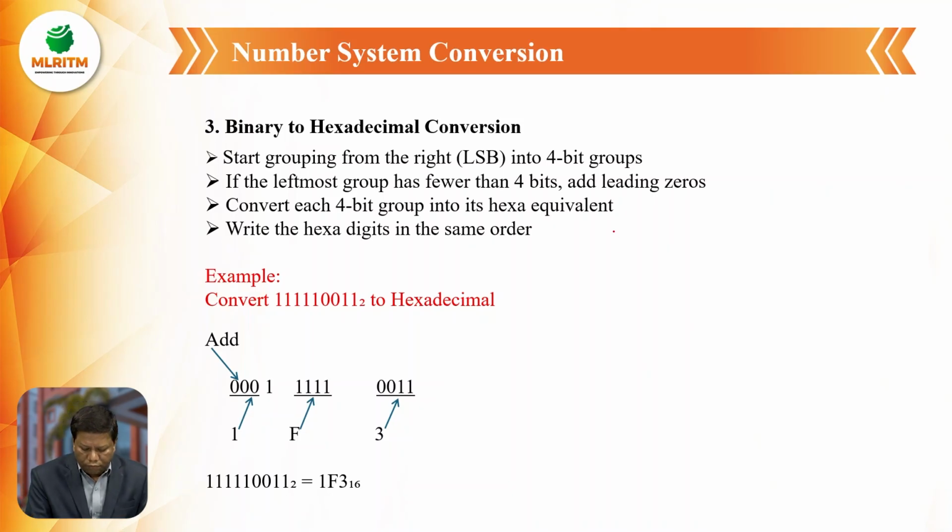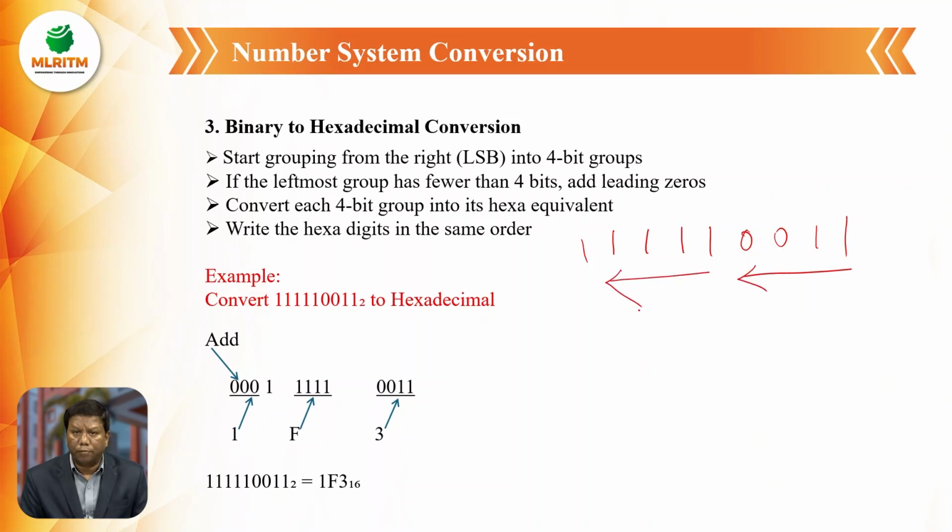First, 1 1 1 1 1 0 0 1 1. From the LSB, group into 4 bits. These are 4 bits. Next here we are getting 4 bits. Next after that we have no more digits, so just add zeros to make it 4 digits. Here we use 8 4 2 1.